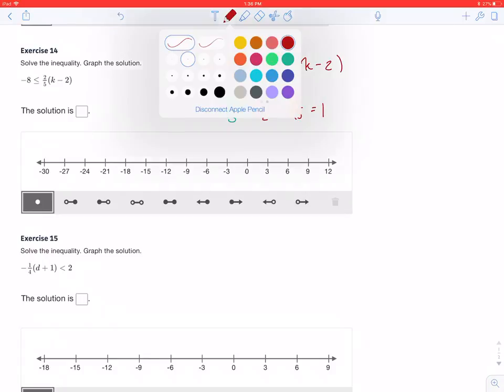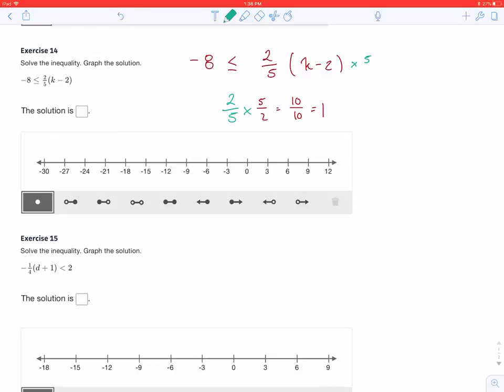Now, if we multiply the right side by 5 over 2, then you're also going to have to multiply the left side by 5 over 2. Once you do that, you'll see that you've gotten rid of the fraction, and you're left with nothing but whole numbers, and then you can solve for k without having to do any complicated fractions.